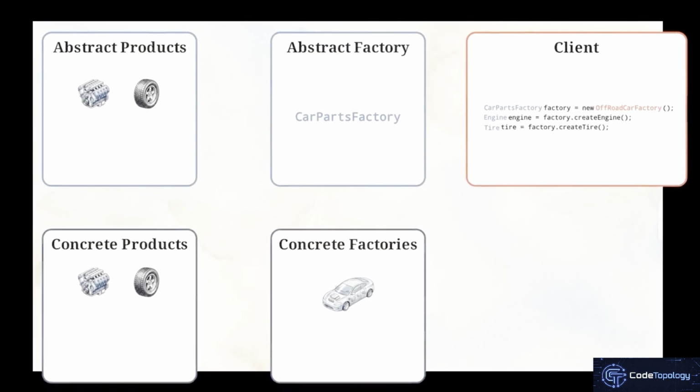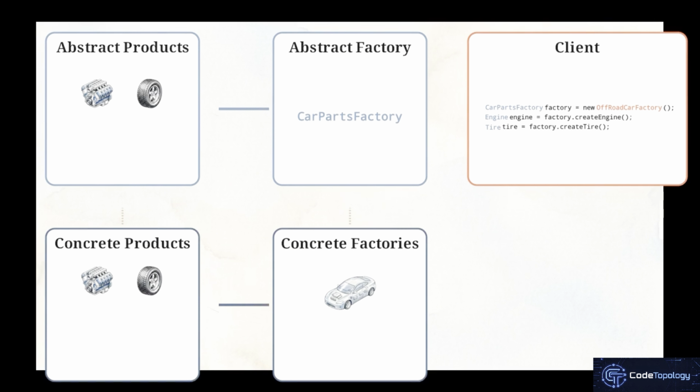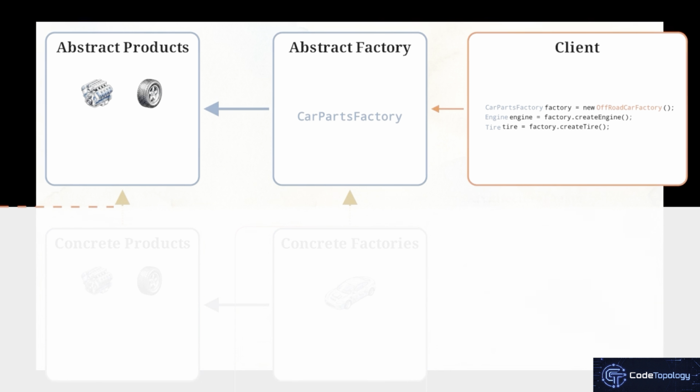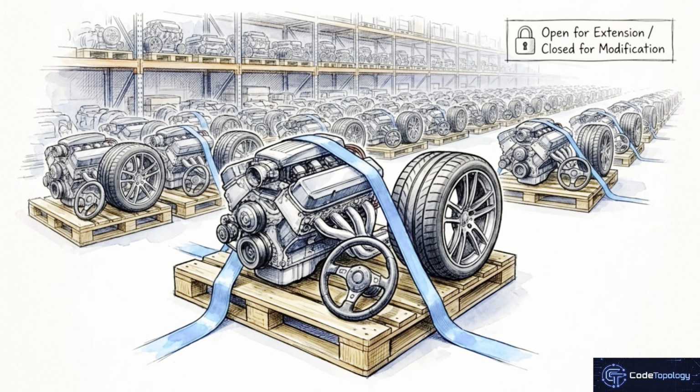When we view all 5 steps together, we can see how the architecture enforces compatibility. The client relies entirely on the abstract layer. The execution logic bypasses the concrete implementations. This structure guarantees that objects from the same family are used together while maintaining a strict open-closed architecture that scales as the product catalog grows.